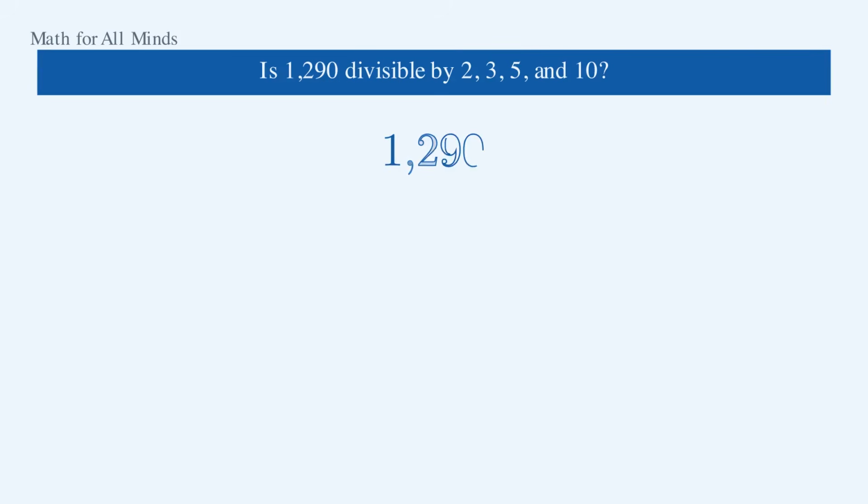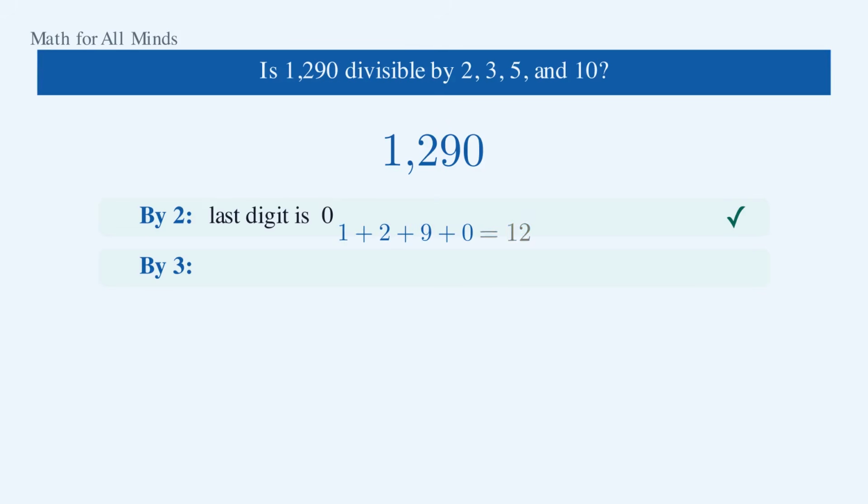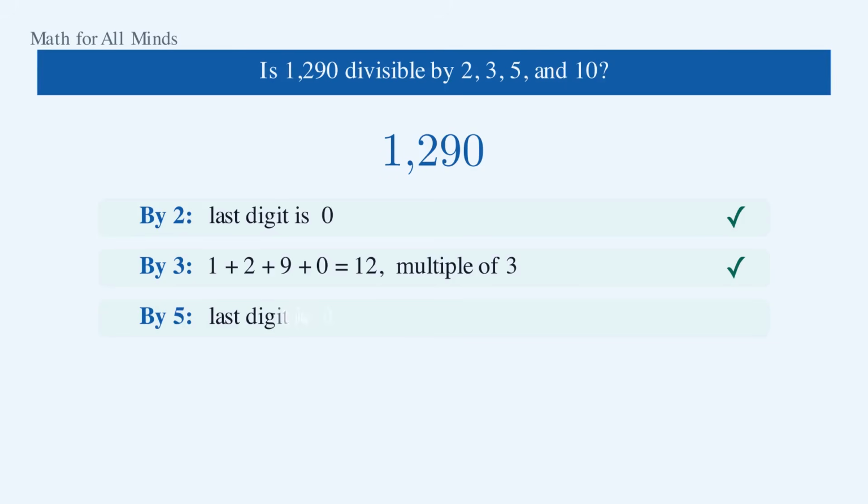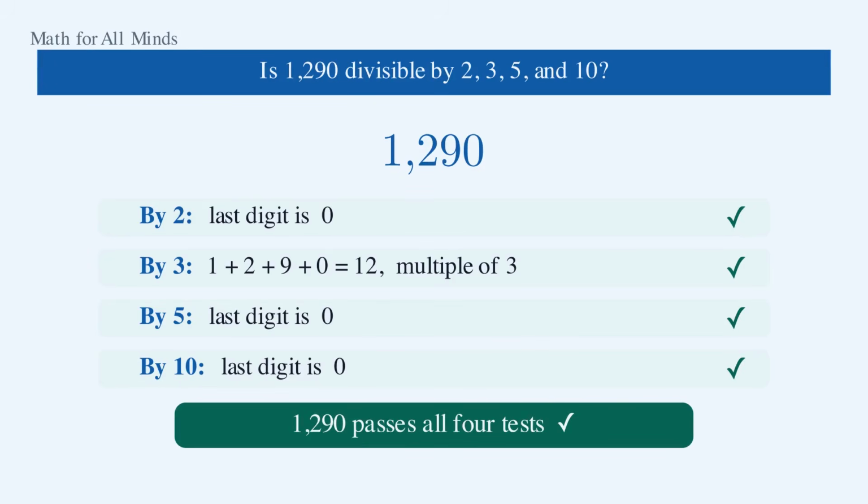Let's put the whole toolkit to work on 1,290. Divisible by 2? Last digit is 0, yes. Divisible by 3? Digits sum to 1 plus 2 plus 9 plus 0, which is 12, and 12 is a multiple of 3, yes. Divisible by 5? Last digit is 0, yes. Divisible by 10? Last digit is 0, yes. So 1,290 passes all 4 tests.